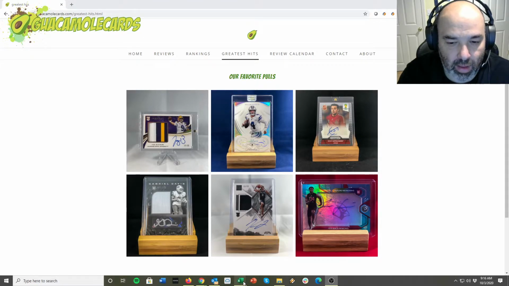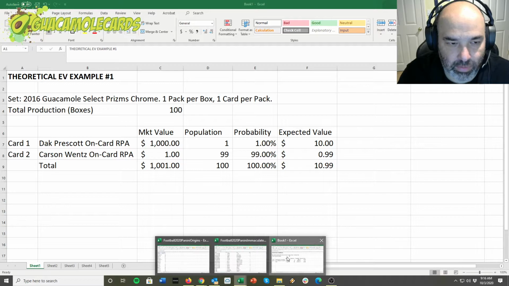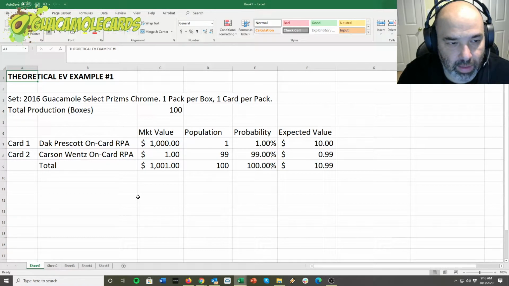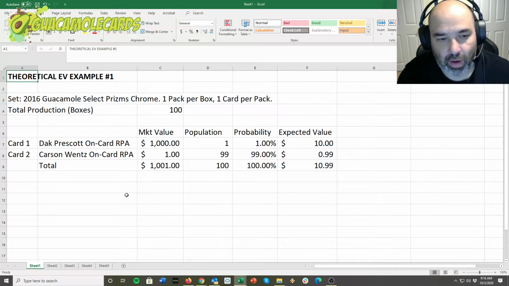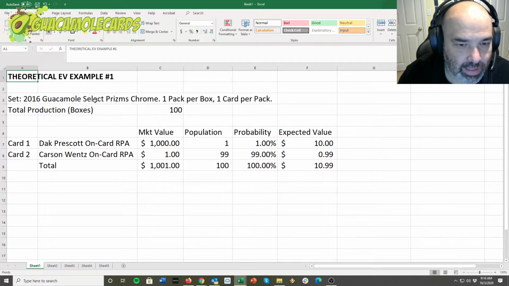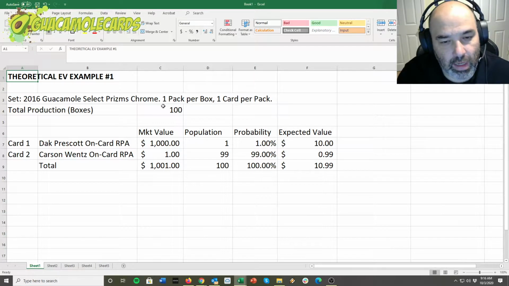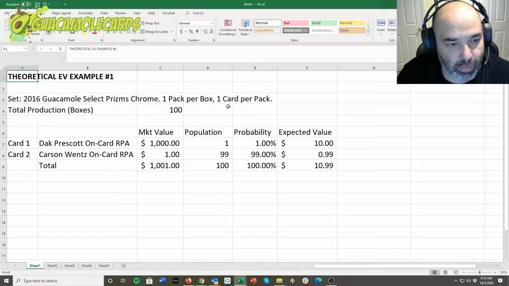So I've prepared a few basic examples. The first one I want to go over is a theoretical product. We're going to call it 2016 Guacamole Select Prisms Chrome. There's one pack per box and only one card per pack. Only 100 boxes were produced, and there's only 2 cards in the entire population in terms of the different cards you could possibly pull. There's a Dak Prescott on-card RPA that's worth $1,000 on the open market, but there's only one of them. And there's 99 Carson Wentz on-card RPAs that are only worth $1.